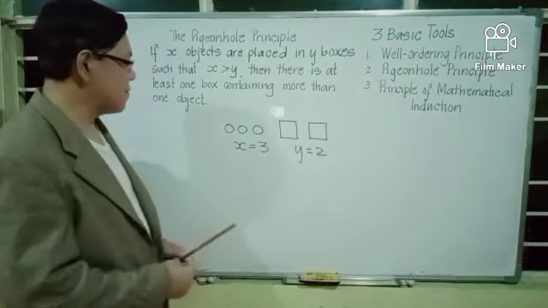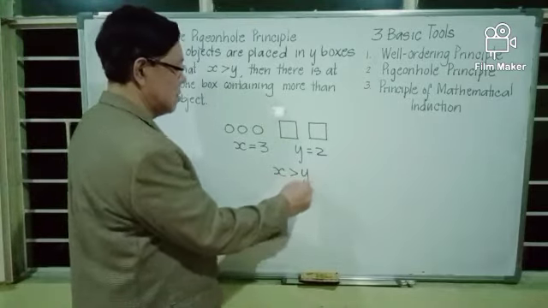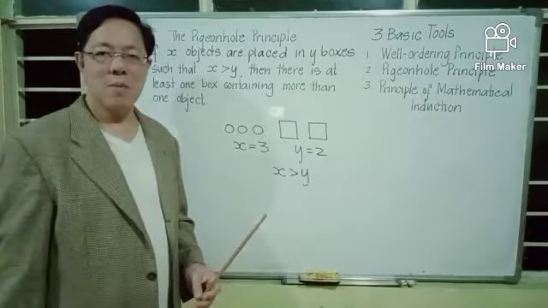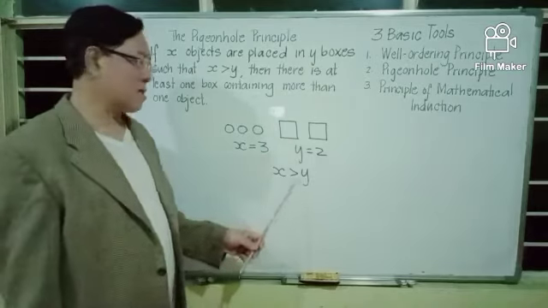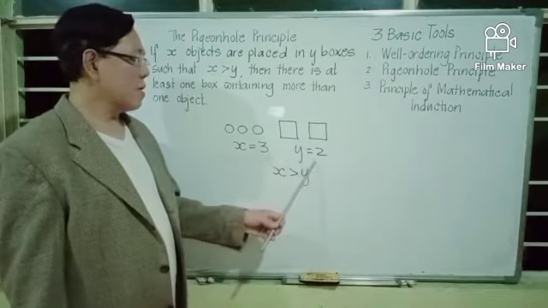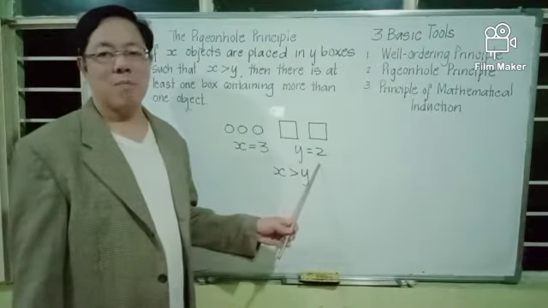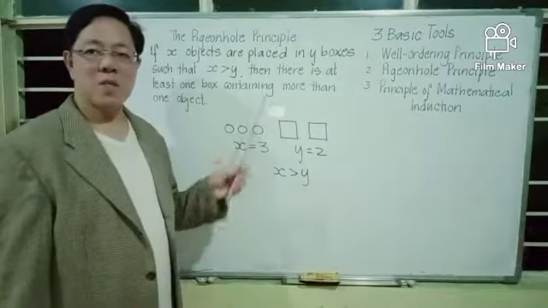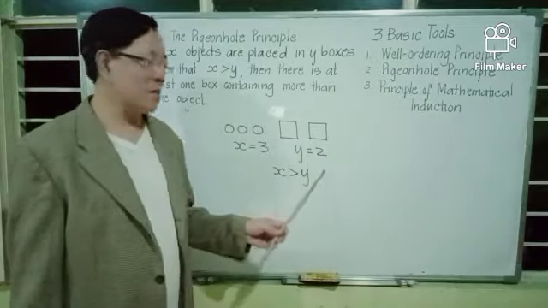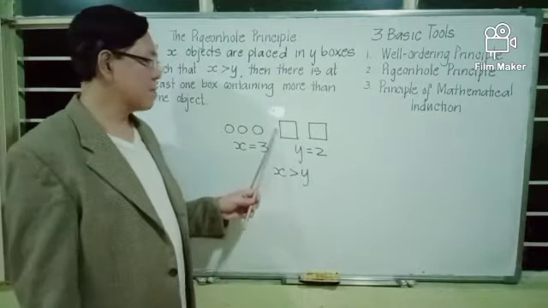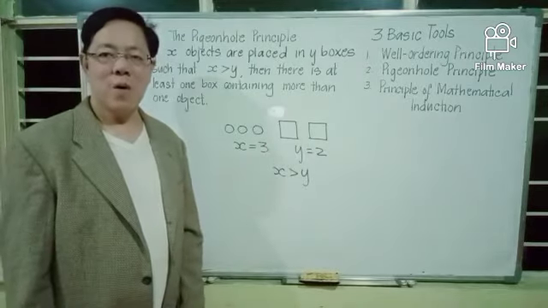Because the number of objects or marbles is greater than the number of boxes. There are 3 marbles and there are 2 boxes, so the number of marbles is 1 more than the number of boxes. And the Pigeonhole Principle says that if this is the case, if the number of objects is greater than the number of boxes, at least one of these 2 boxes will contain more marbles.